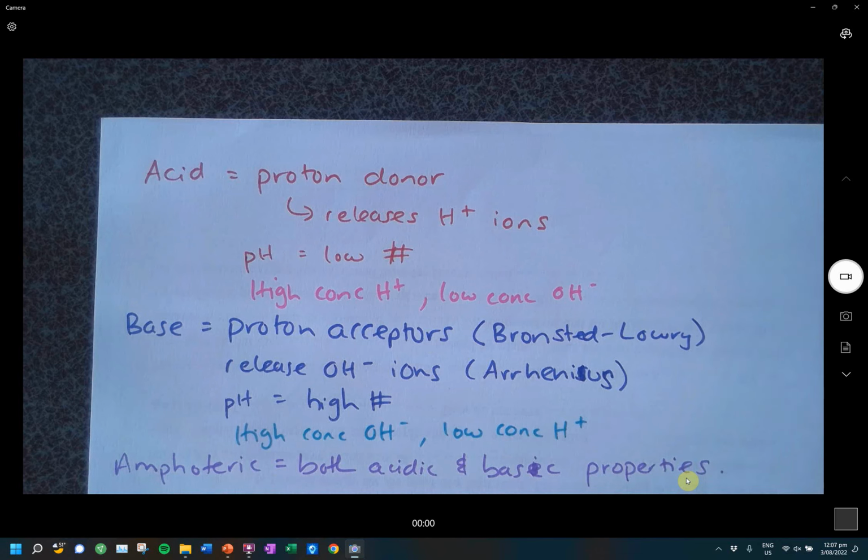With bases, they taste bitter. If you ever got your mouth washed out with soap because you swore, that's that taste. Soaps are an example of a base. Bases also feel slippery as well. If you have ever touched bleach, you would have noticed that's quite a weird texture in comparison to other things. And that's because it's a base, so it's going to have that slipperiness to it.